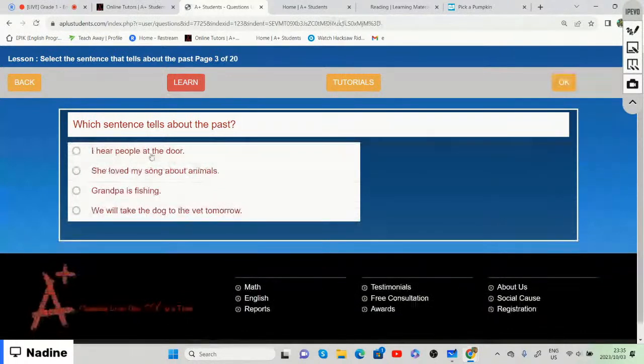I hear people at the door. She loved my song about animals. Grandpa is fishing. We will take the dog to the vet tomorrow. We need to choose the correct sentence that tells us about the past, that tells us about something that already happened.